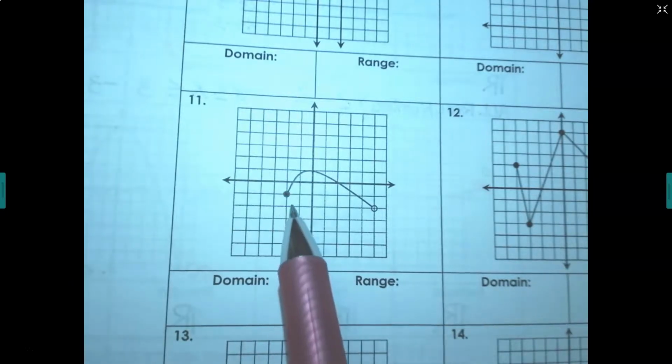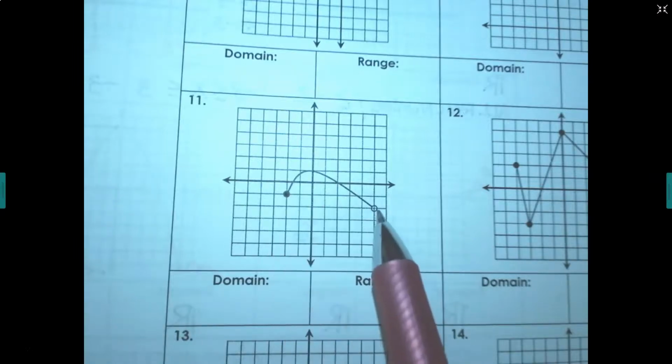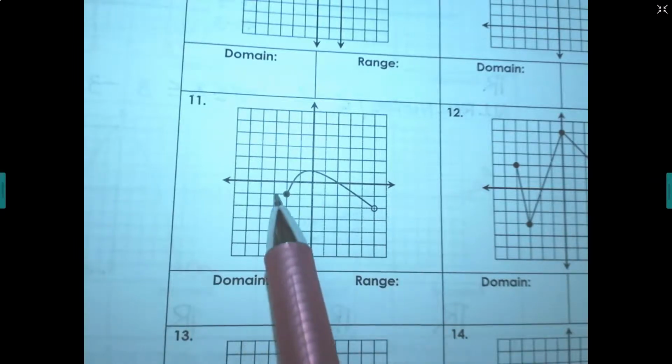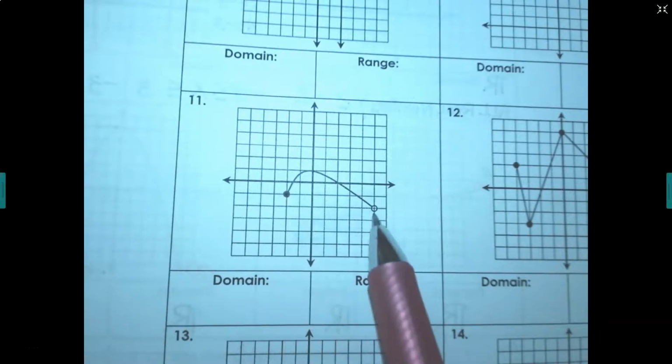What I notice before I start is I have a closed circle and I have an open circle. Remember, a closed circle is included, so that's an equal to with our inequality. But an open circle is not included, so that would be just a regular inequality. We're going to have to remember that when we go to write our domain.